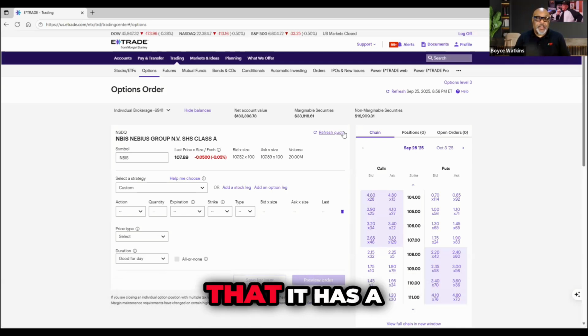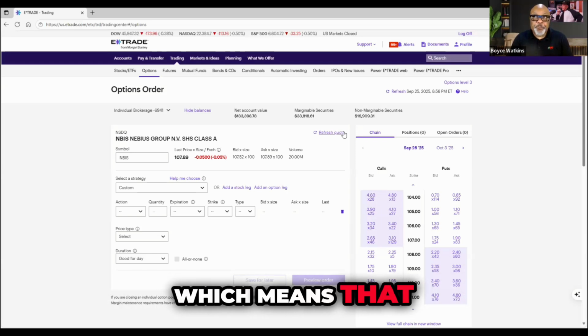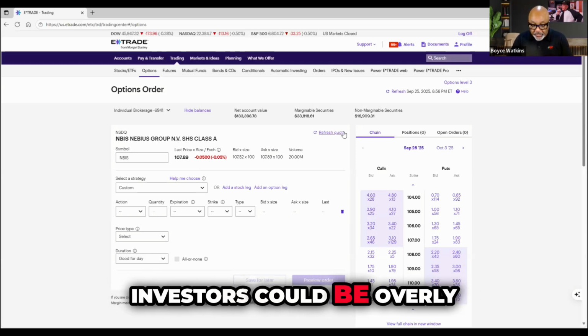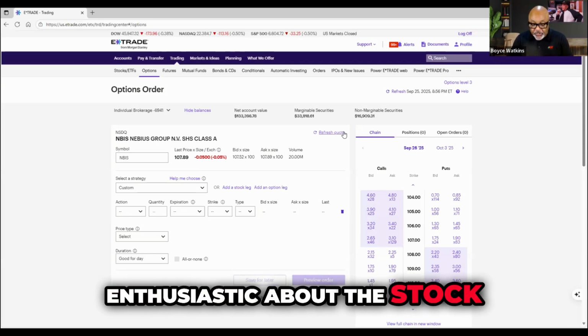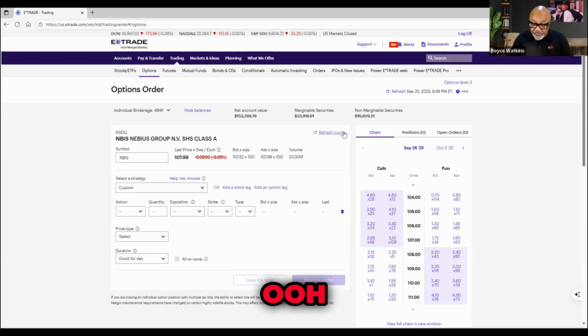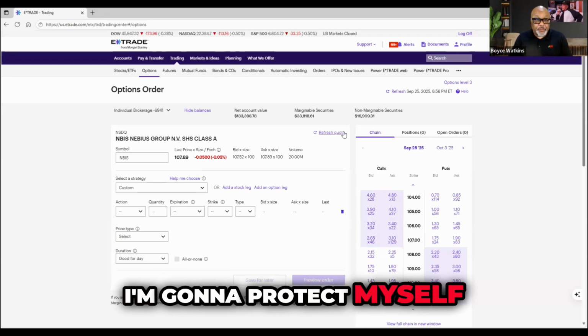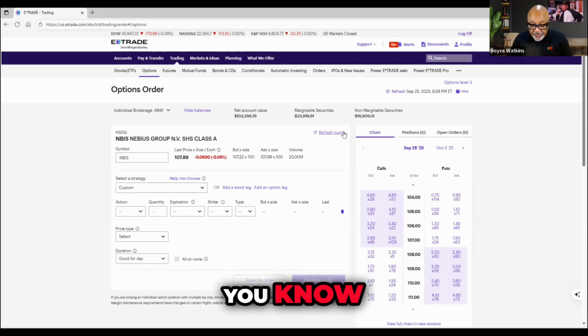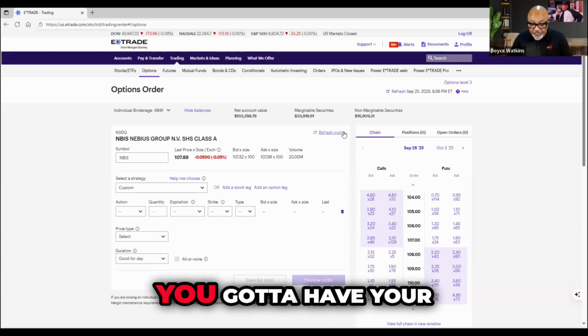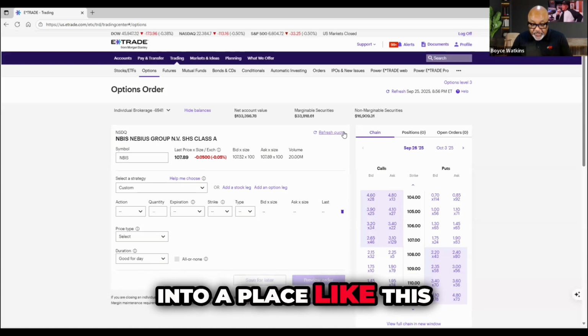What that means is that it has a high price earnings ratio, which means that investors could be overly enthusiastic about the stock. Their earnings are negative. They're losing money. That's a red flag. That's not good. The margins are really negative. So if I'm buying this stock, I'm going to protect myself as much as possible. Yeah, you've got to have your protection if you're going into a place like this.